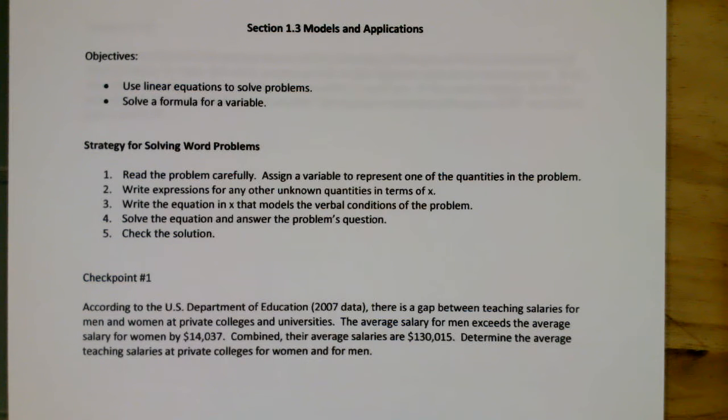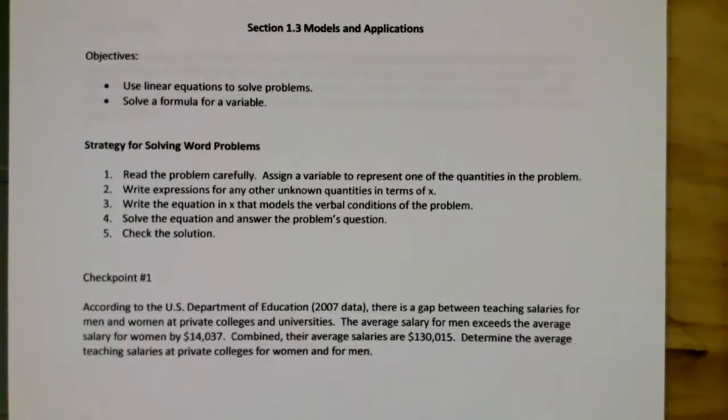So that means whatever other expressions that you have assigned or written for other unknown quantities, you might have to use that in order to answer the problem's question. And number five, you're going to check the solution. What I mean by checking the solution, you want to check your solution using not the equation itself, but the original wording of the problem to make sure that your answer makes sense. Okay.